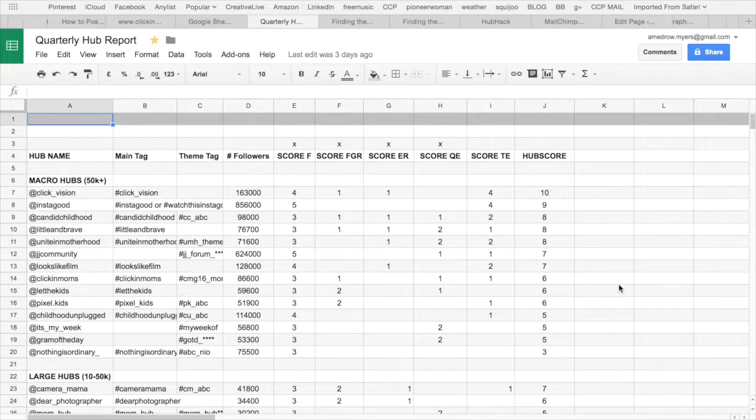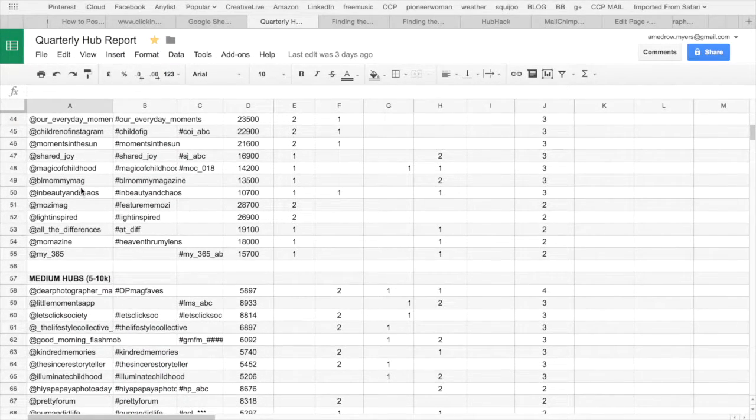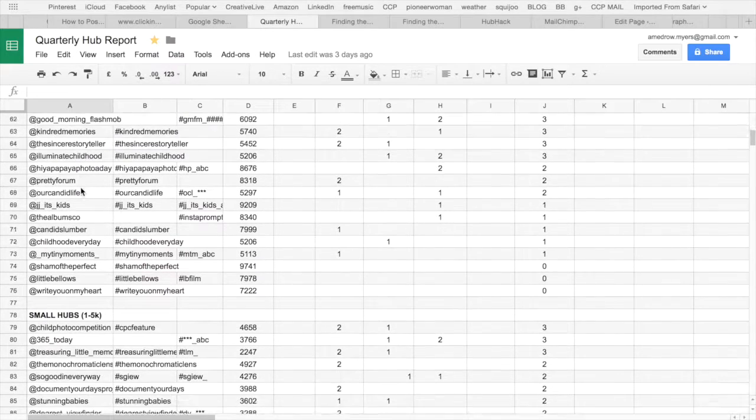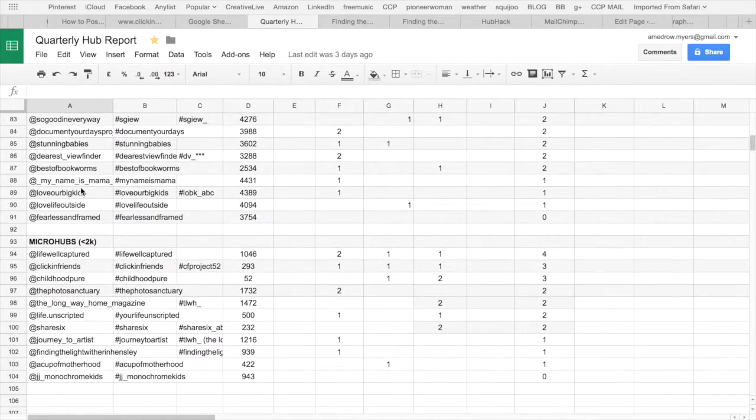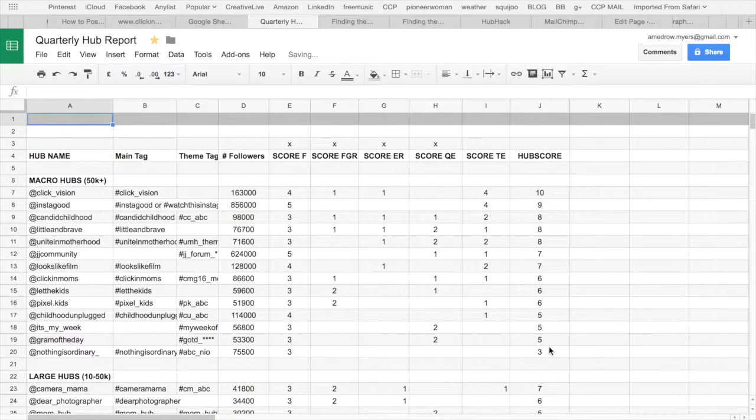So here's my big old spreadsheet, and you can see here I've got macro hubs, large, and you've seen a variation of this as well. I have the printable hubs and hashtags list, and I also have this on the website as well, where it has the theme tags. Now, I've kind of reduced these columns over here because what I'm looking at here is the HubScore, and I'll show you how I came up with that number. But on this very simple spreadsheet, you can see here I have a score.